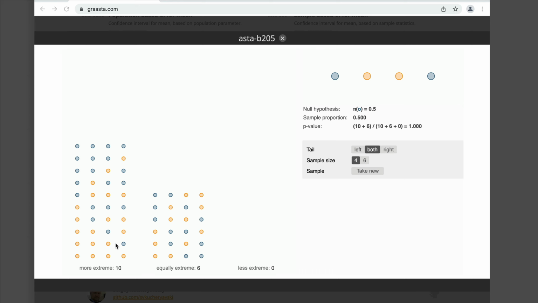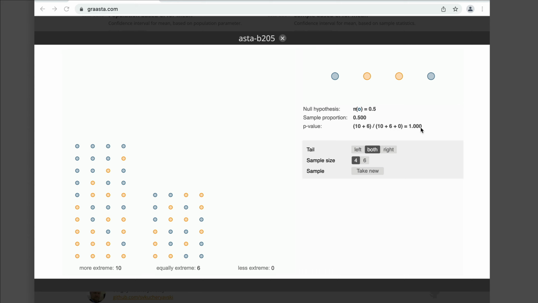Now look, I need to find the chance to get a sample as extreme as mine, and this chance is 6 over 16, because I have 16 outcomes in total if I toss a coin 4 times, right? So these are all outcomes: as extreme as mine, or even more extreme, assuming the null hypothesis is true. And this is the p-value. This is the chance to get a sample as extreme as mine, it's 6. This is the chance to get a sample even more extreme, it's 10. And these are all possible outcomes. So 16 out of 16, it's 1. So the p-value is 1.